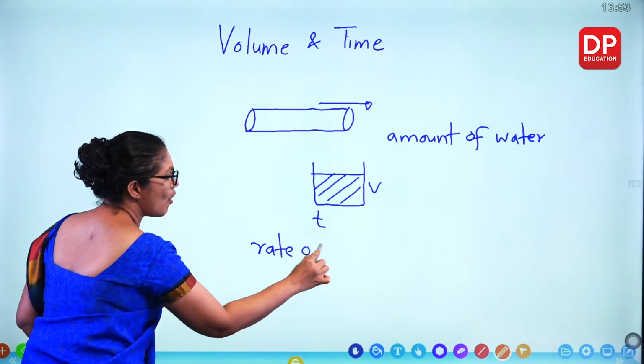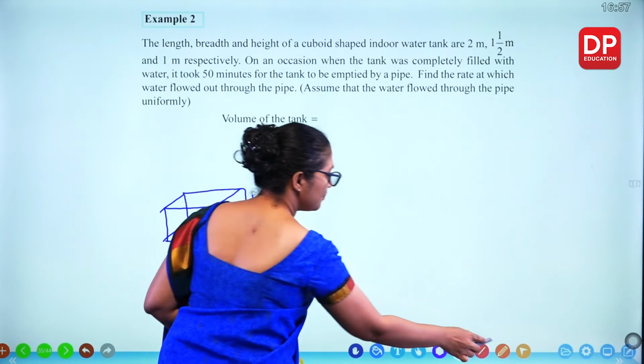Example number 2. The length, breadth and height of a cuboid shaped indoor water tank are: length is 2, breadth is 1.5, and height is 1 meter. So here we'll take this one as breadth and this is height. Height is 1 meter.